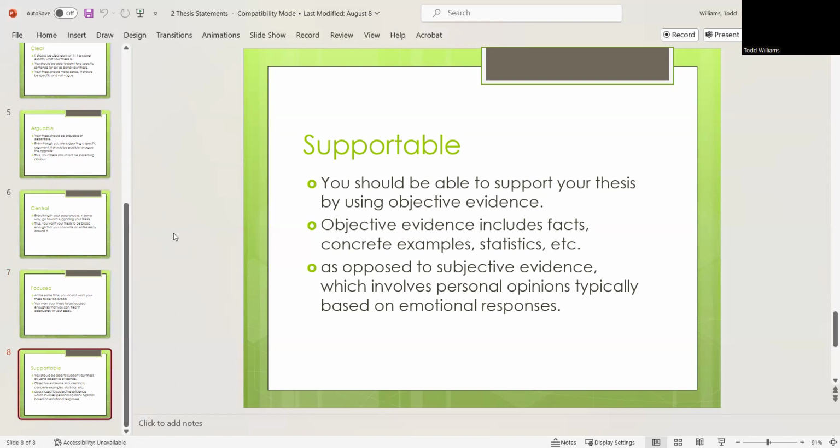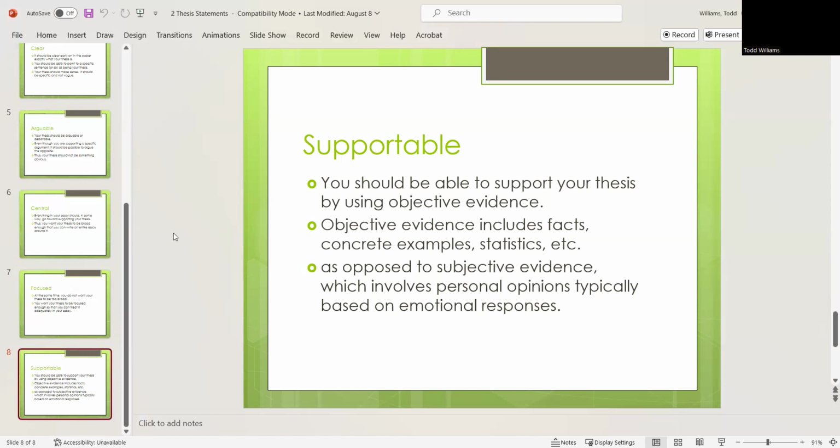And then, of course, it should be supportable using objective evidence, right? So objective evidence includes facts, concrete examples, statistics, expert opinions, right? Even stories, though you don't want to build an argument just on anecdotes, but just objective stuff that people can objectively see as being true and accurate. That's what you want to use to support your thesis, as opposed to subjective evidence, which typically involves emotional responses or sensory responses to things.